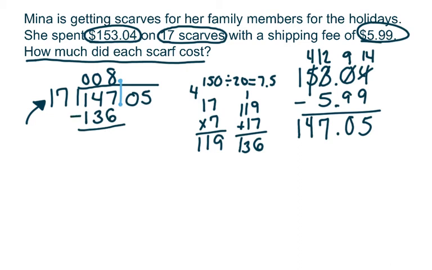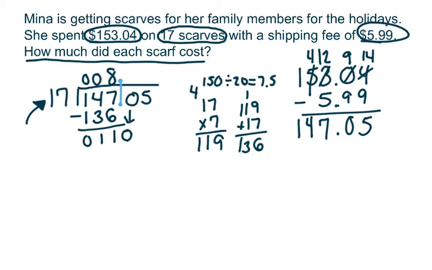We need to subtract. 7 minus 6 is 1. 4 minus 3 is 1. 1 minus 1 is 0. And we got 11. 11 is less than 17, so we did good. We always want that subtraction to come out as less than our divisor. Now I'm going to bring this down here and continue.